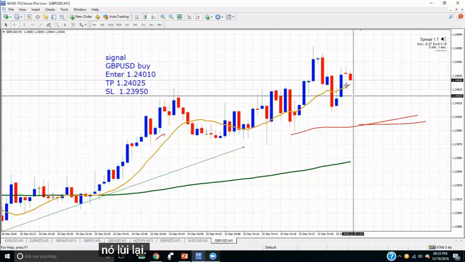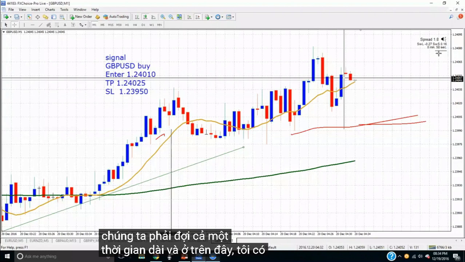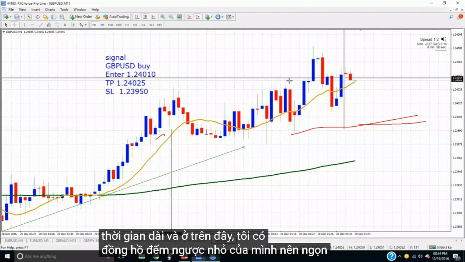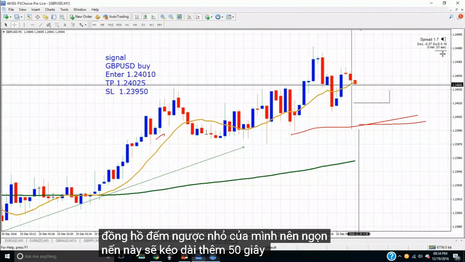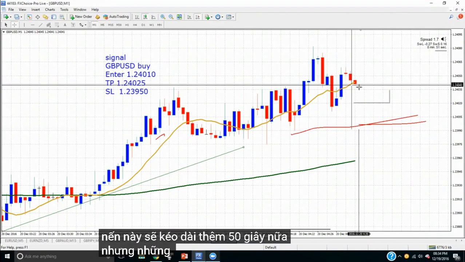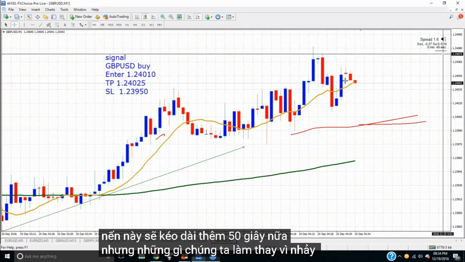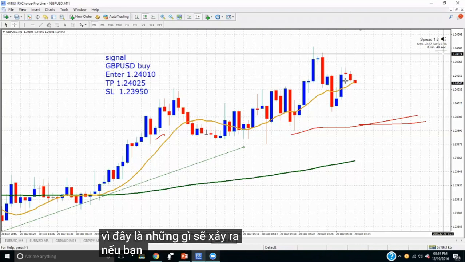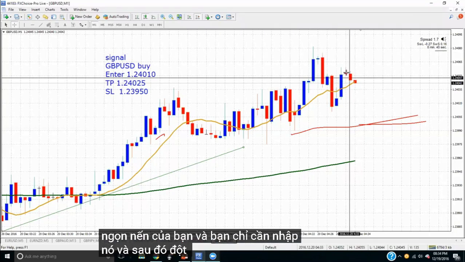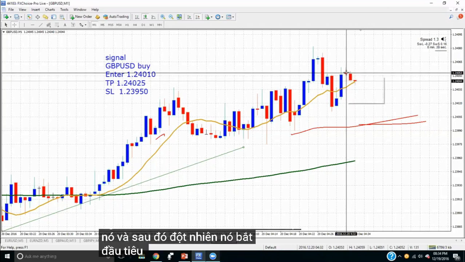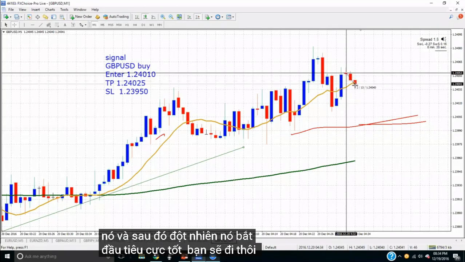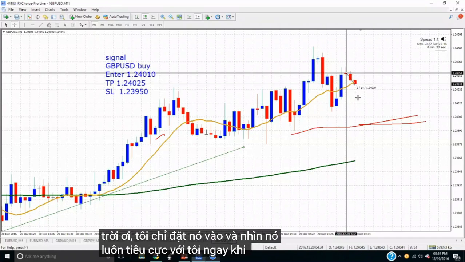And we're on the 1 minute chart, so it's not like we have to wait a whole long time. Up here I have my little countdown timer, so this candle right here is going to last another 50 seconds. But what we do instead of jumping in, because here's what would have happened: if you hadn't looked at your candles and you just entered it, and all of a sudden it starts going negative, you're going to go, oh my gosh, I just put it in, and look, it always goes negative on me as soon as I enter them.